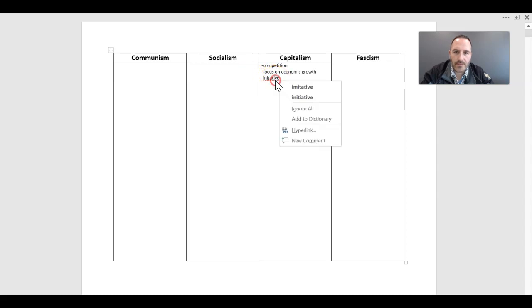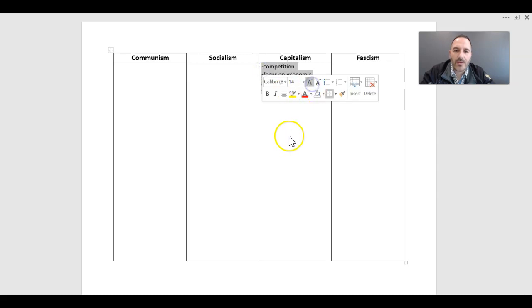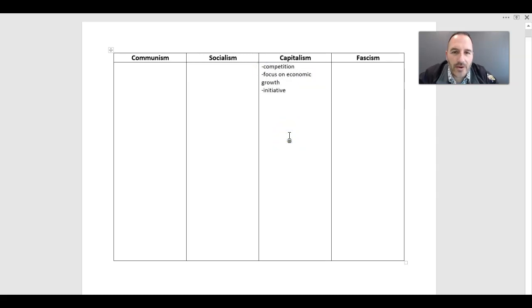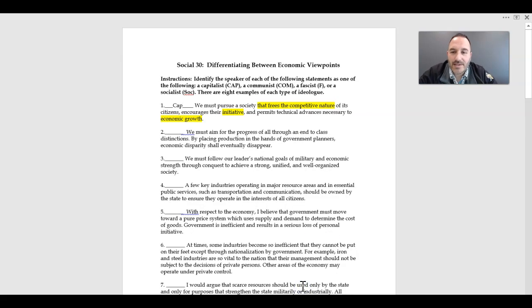If I could spell it. Oops, there it is. Okay, so competition, focus on economic growth, and initiative. I'll just make that a little bit bigger here for us. Okay, so that's the first statement. Let's go back to the second one now.